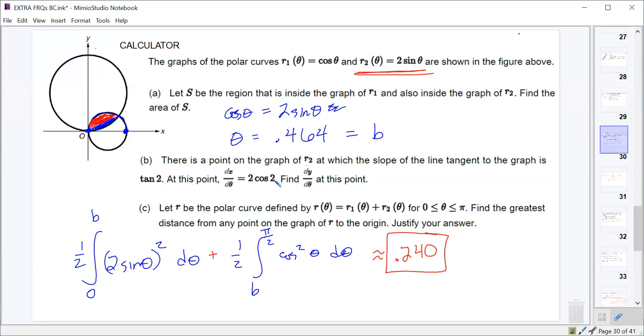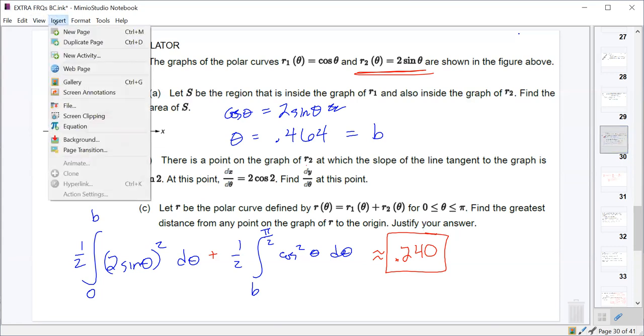All right, so now we've got a new polar curve that is defined as the first curve plus the second curve. From 0 to pi, we want to find the greatest distance from any point on the graph of R to the origin. So we should know that the distance between that graph and the origin should just be whatever that function is: sine 2 sine theta plus cosine theta, right? And if we are looking for the maximum distance, we just need to find the derivative.